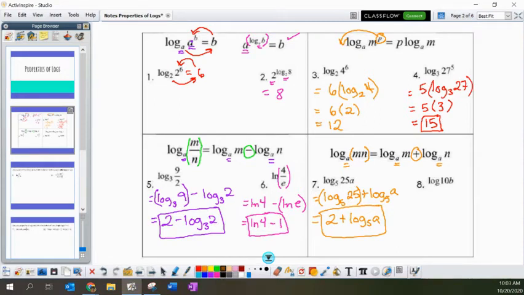Okay, let's try another one of these. Now this is common log. The base isn't written, but we know that's base 10. So I can split that. It's the log of a product, so I can split it to the sum of logs. So that would be the log of 10 plus the log of b.